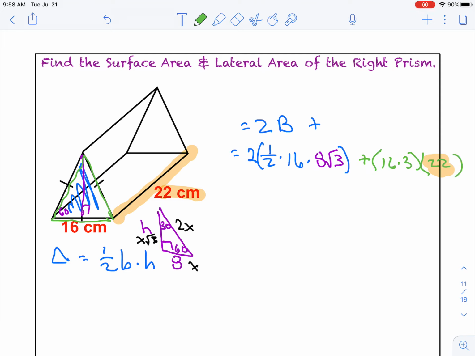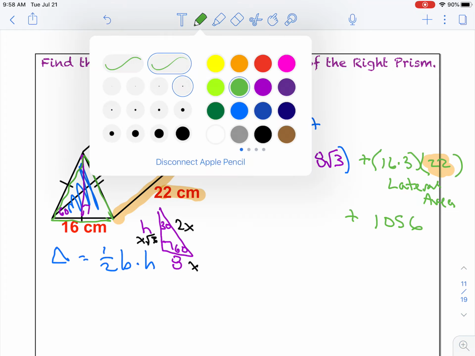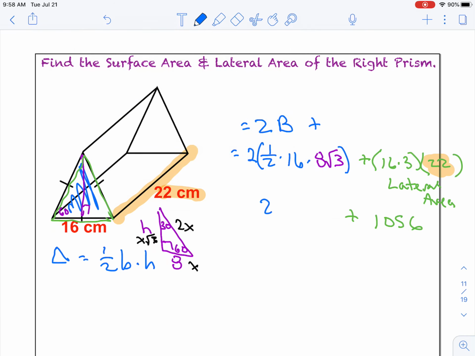Okay? So again, it wanted you to calculate the lateral area. This is the lateral area. So the lateral area is 1056. We're going to combine that with base area, which is 221.7, and that's going to give us a surface area of approximately 1,277.7 centimeters squared.